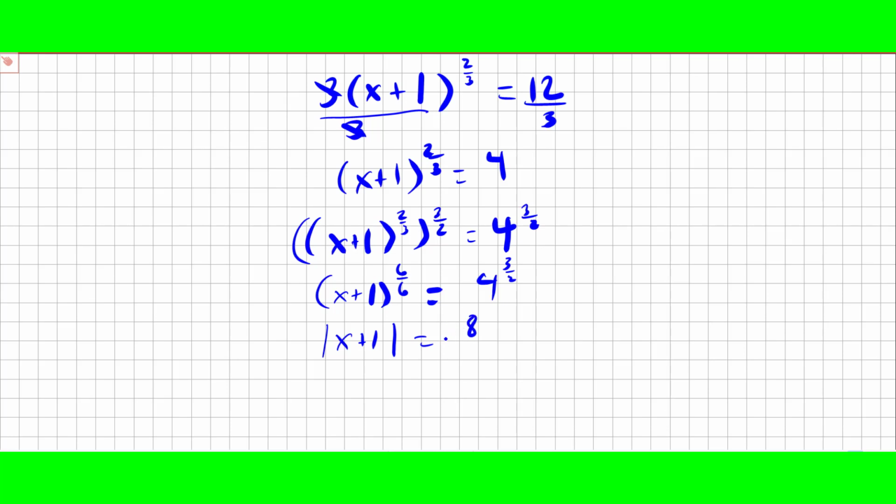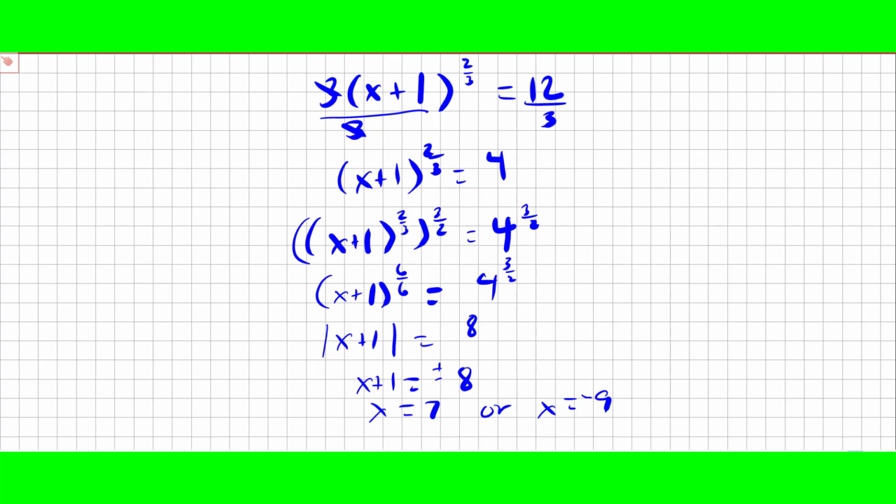Then we've got x plus 1 equals plus or minus 8. I'm going to move that 1 over there, so x equals 7 or x equals negative 9. It's going to be either one of those two. Now we can check our work by substituting both of these into the original equation, and it works. So we've solved that radical equation.